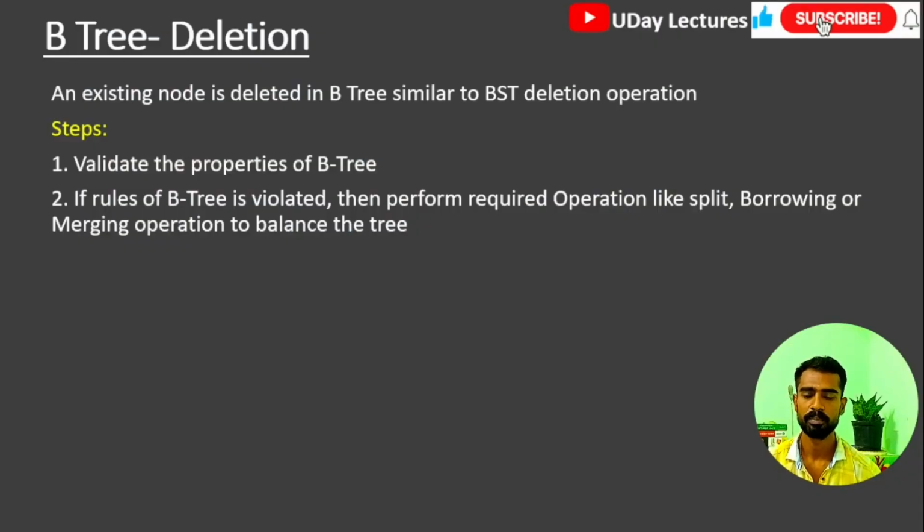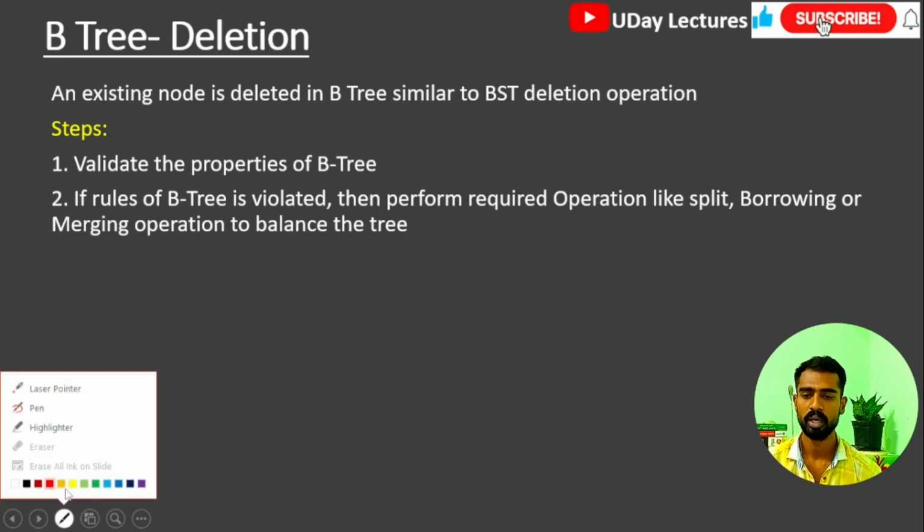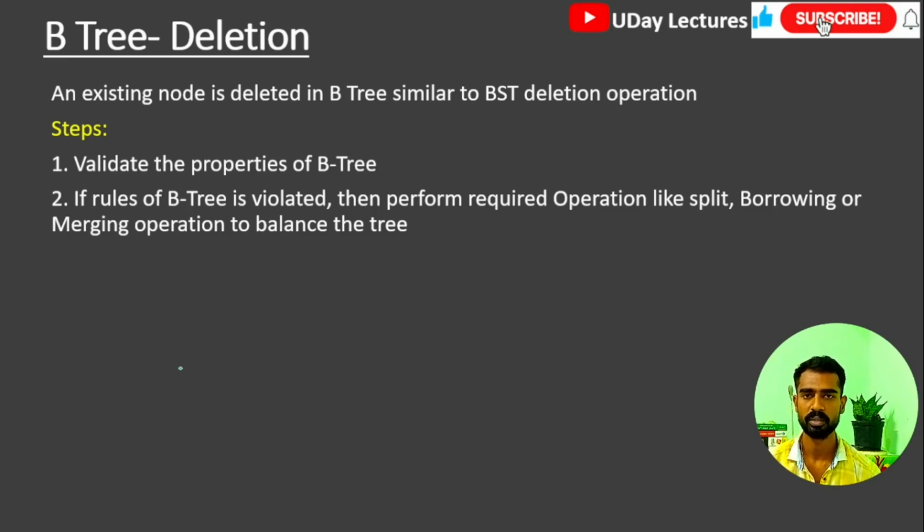Let us get started. B-tree deletion can be performed very similar to the binary search tree deletion operation. And after we perform the deletion operation in a B-tree, we have to validate the properties of the B-tree. If any of the properties of the B-tree are violated, that is when we are going to perform some operations. And we are going to make use of these operations very importantly in a B-tree. They are the borrowing operation and the merging operation.